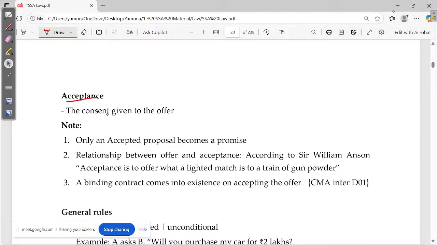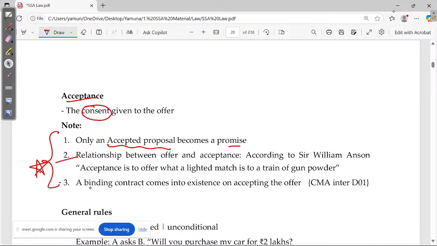Acceptance is nothing but the consent given to the offer. All these 3 points are very, very, very important. You can place as many star marks as you want. Only when a proposal is accepted, it becomes a promise. I have already discussed, only an accepted proposal becomes a promise. Please don't forget this. When you talk only of the offer, it will never be a contract. Only if you talk of an offer along with the acceptance can you talk about a contract, because an offer is just a proposal. Only when it is accepted does it become a promise. Okay.